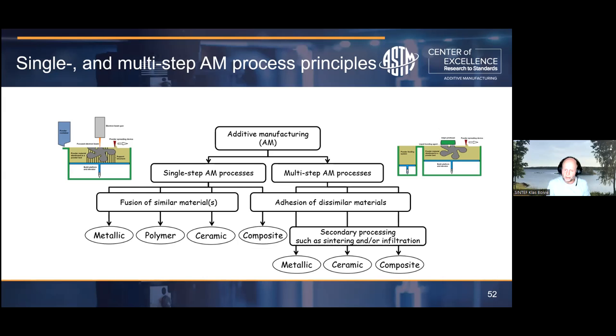And that can be a method to make both metallic or ceramic, also composite materials. So you need to understand that the AM process includes not only what's going on in the actual AM machine, but also in the auxiliary equipment that brings the product to the basic material that you want to have in the end product. If you want a metallic material, you need to have metallic properties in the part.